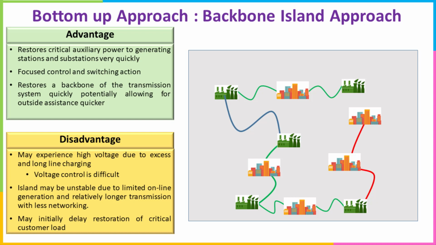And these may be unstable, because you are starting up smaller power plants one by one. So this island may become unstable due to limited online generation and relatively longer transmission lines with less networking. You can see the networking is quite low compared to the earlier cases. Here networking is high, here also networking is high, multiple islands, four islands, but here the networking is low. So it may also delay the restoration of critical load. This is the critical load you have to restore, but it is through a 400 kV line. So first you have to go through this part to supply this load. So certainly it will take some time.